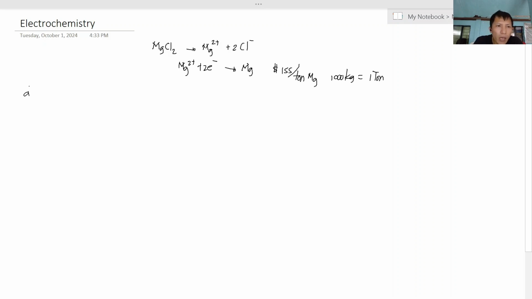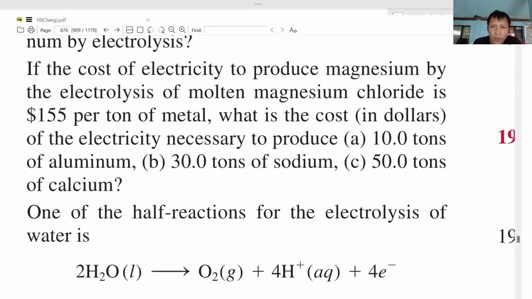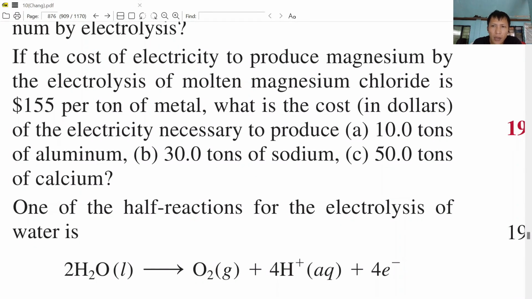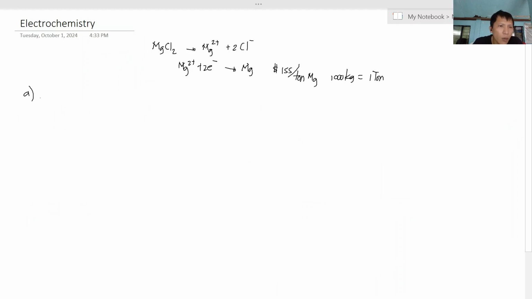And then your problem A is, what is the cost for 10 tons of aluminum, depositing 10 tons of aluminum, aluminum solid? There's no other given, so you can assume that you'll just be analyzing it from the formula that you derive for the cost of the ton of magnesium, and then, of course, with respect to the half reactions. I think that's the solution for this.